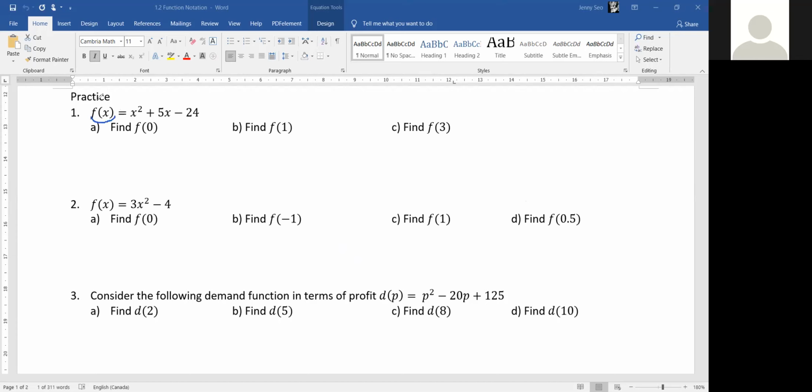F of x is given as this parabola, this quadratic formula, or equation, sorry. Okay. What is f of x when x equals a 0? So f of 0 is equal to, right? It'll be 0 squared plus 5 times 0 minus 24 is equal to negative 24. And again, being lazy, if you are able to do all of this in your head mentally just to save yourself some time, perfect.